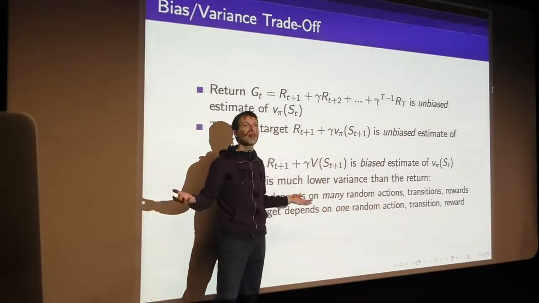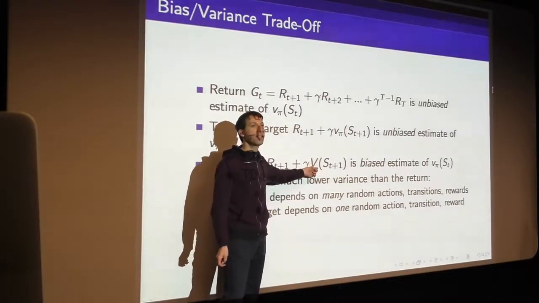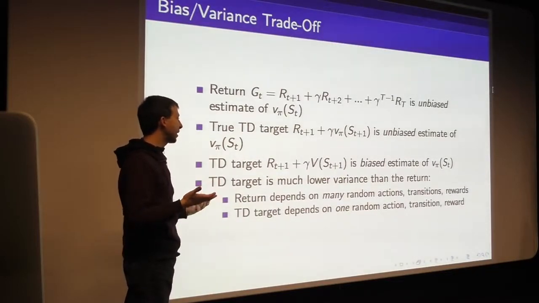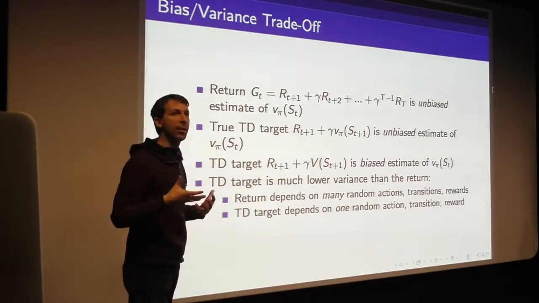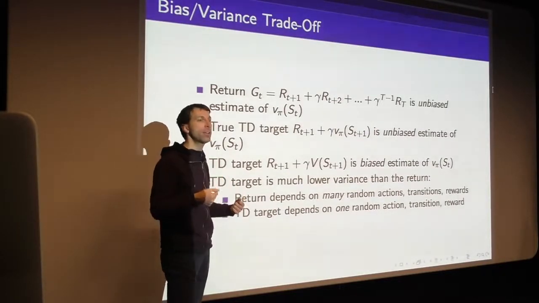Like this estimate could be anything. I could be wildly wrong. I could initialize with some crazy value for this thing. So we introduce bias into our estimate, into our target, but we reduce the variance. So the TD target is biased, but it's much lower variance than the return.